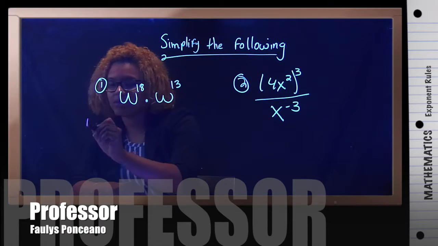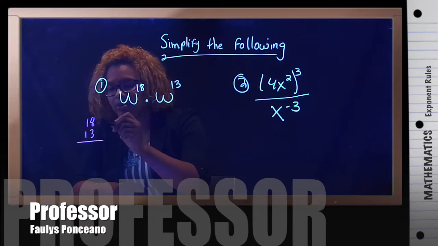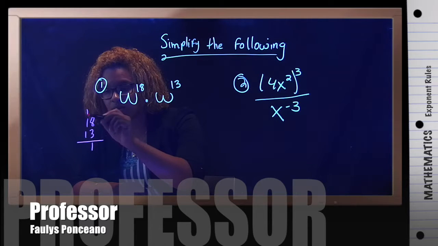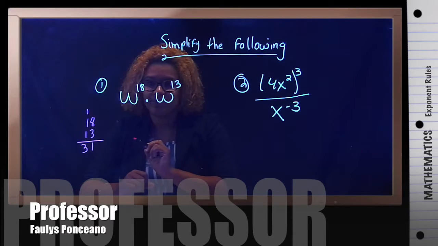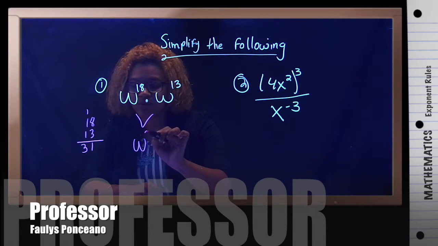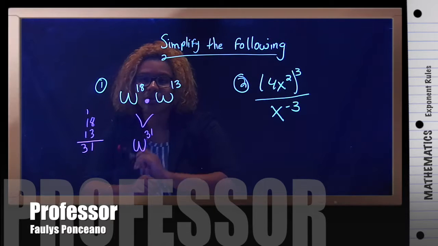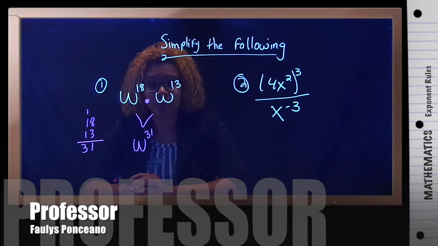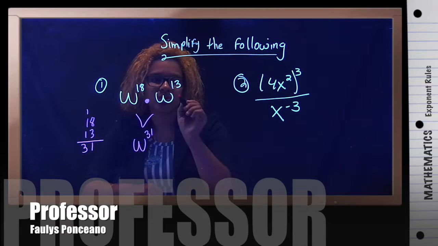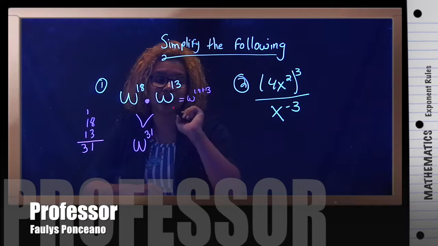So we're going to say on the side 18 plus 13. 8 plus 3, you have 11, take 1, and that gives you 3. So then it's w to the 31. So when you are multiplying, you add the exponents. Okay? You could also rewrite this like this, so you can see what you're doing.